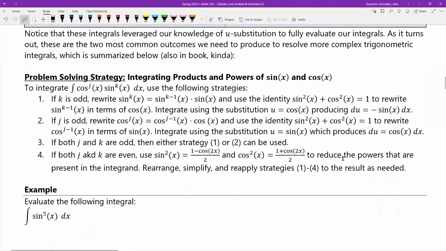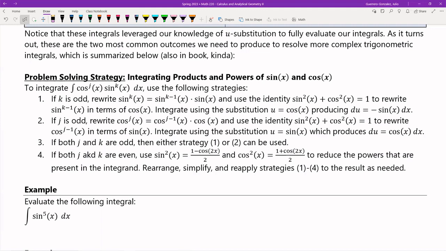The problem solving strategy that's here is in the book, and you can go ahead and go off of this. It does summarize pretty well the strategy that you're supposed to use for every case, but I think it's very long-winded. The summary that makes more sense for me is the thing that's in the pink, above on the first page. All this section is doing is reducing down the powers of sine and cosine, whichever one we want, using our trig identities, and then using u substitution to solve the more complex ones.